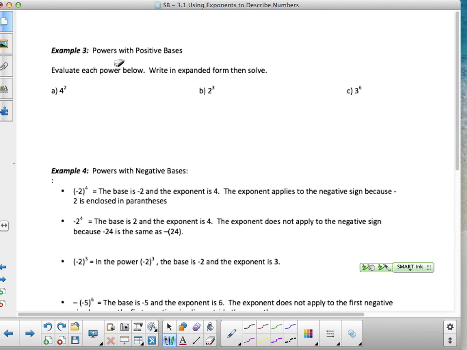So here again, powers with positive bases. When you have a positive base, it's usually very straightforward that your answers are going to be positive, regardless of the exponent. So 4 squared is going to be 4 times 4, which is going to give me 16. 2 to the 3rd power, or sometimes you'll hear people say 2 cubed, will be 2 times 2 times 2, which 2 times 2 is 4, 4 times 2 being 8. And the last one here is going to be 3 to the 6th power, and if I plug it in my calculator and use my hat, it's going to give me 729.